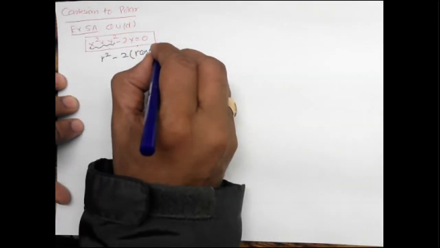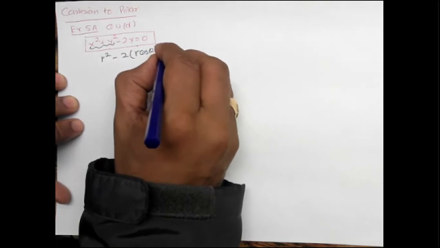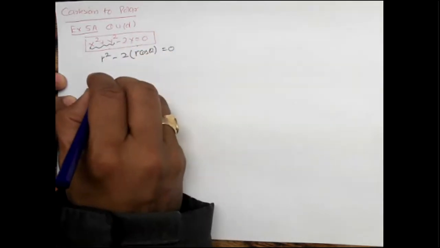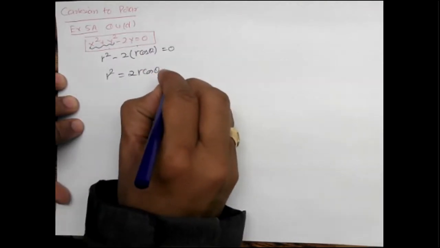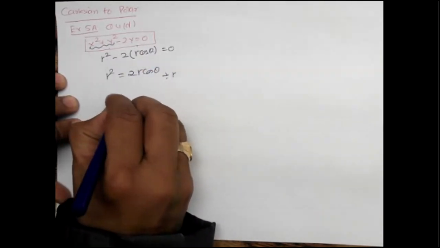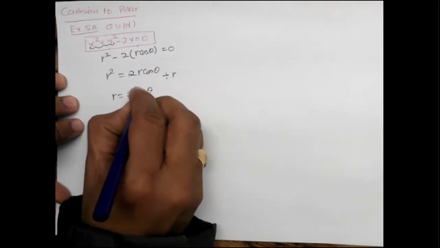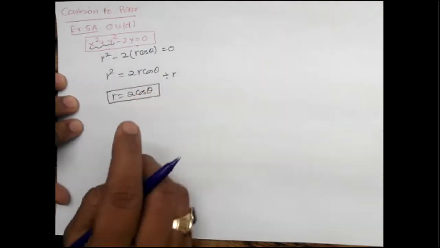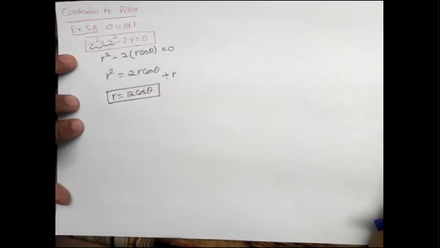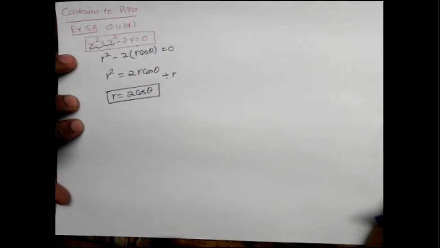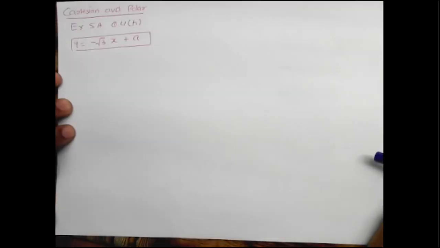So r squared minus 2r cos theta is equal to 0. So I get r squared equals 2r cos theta. I can divide both sides by r to make it simple. So r equals 2 cos theta. There's no x and y left. Only variables are r and theta. So this is the polar equation. Okay, so we're going to be doing another question on this now.